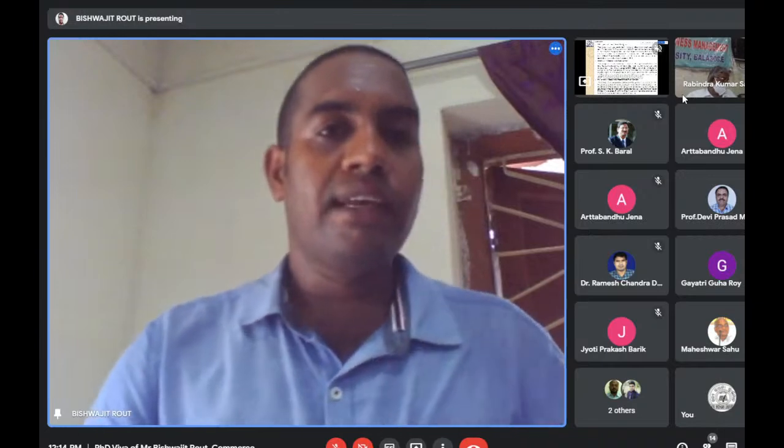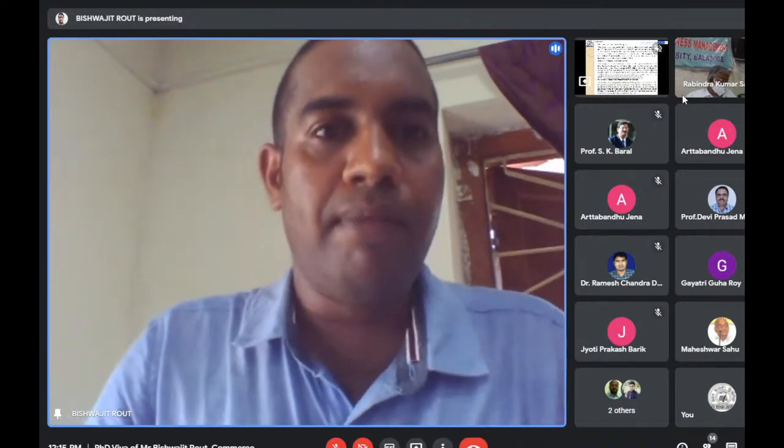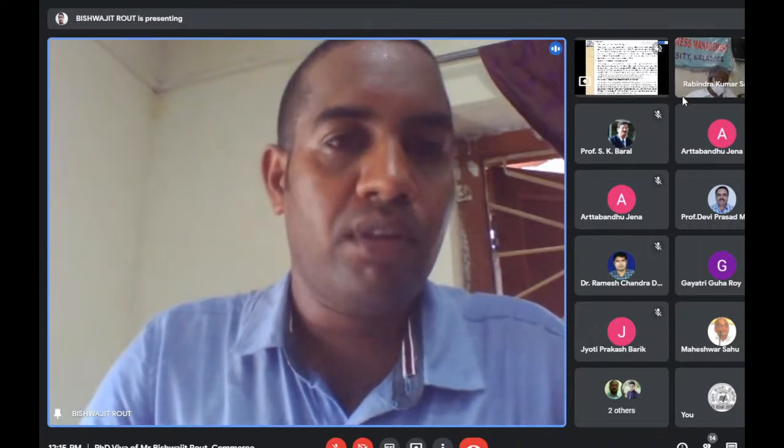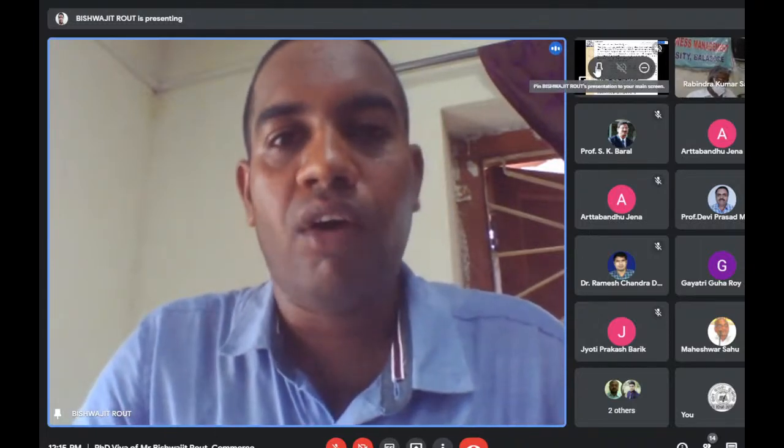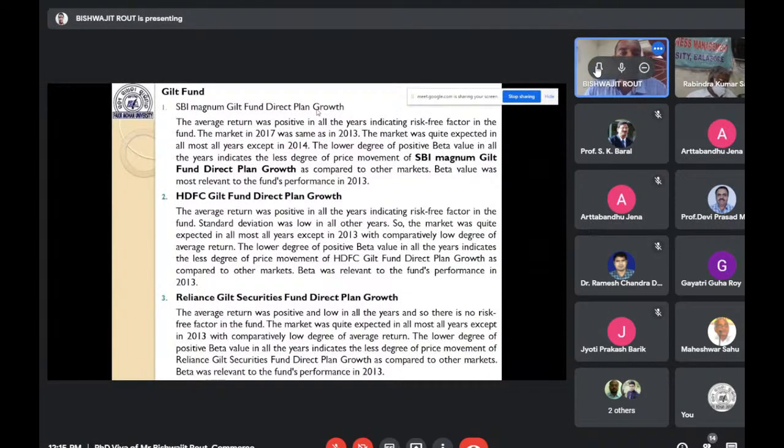So next one is Gilt Fund. Under this category, the first company is SBI Magnum Gilt Fund Direct Plan Growth. The average return was positive in all the years, indicating risk-free factor in the fund. The market in 2017 was same as in 2013. The market was quite expected in almost all years except 2014.